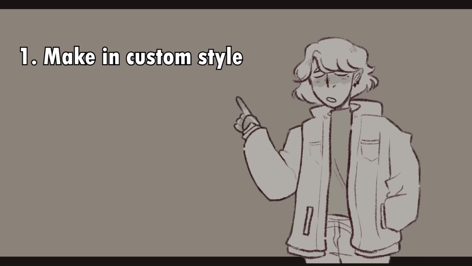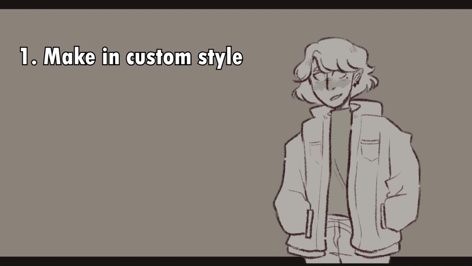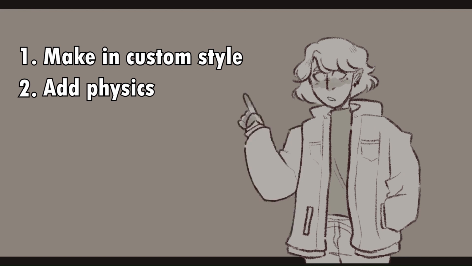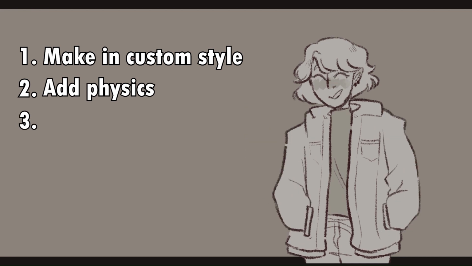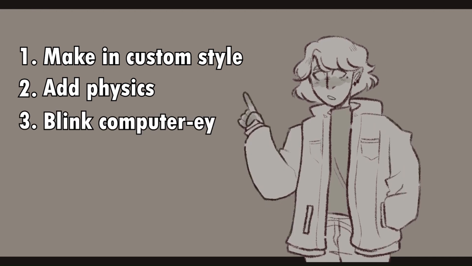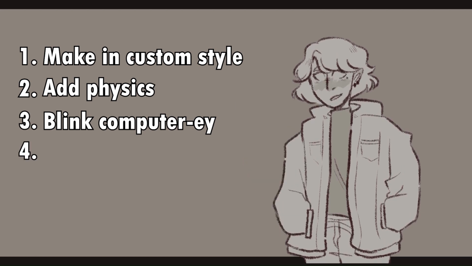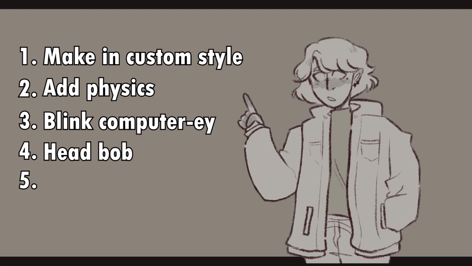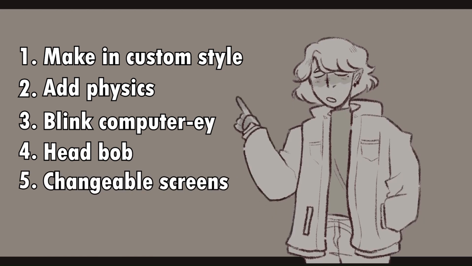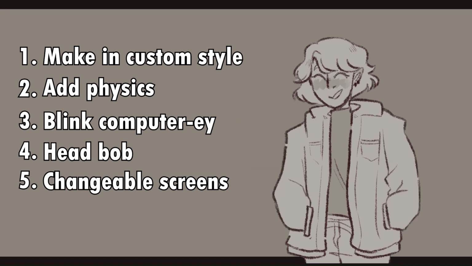Number 1, I wanted to make a character or a model that suited my aesthetic and looked different from others. Number 2, I wanted to have physics attached to the back of the cardigan, the wire, and the flowers. Number three, I wanted the eyes to blink like a computer screen and not have them deformed to fit. Number four, I wanted to have the head bob up and down passively. And number five, I wanted to have changeable screens that also worked with the rigging so that I could play to the strengths of the TV head. And I managed all of them.